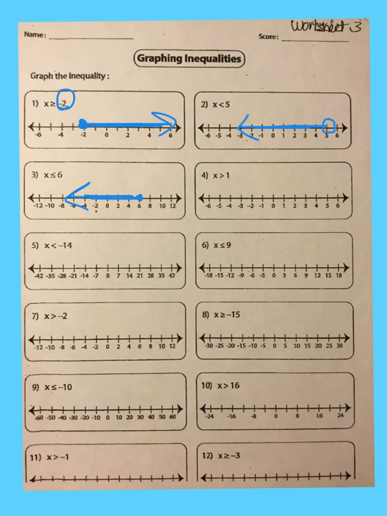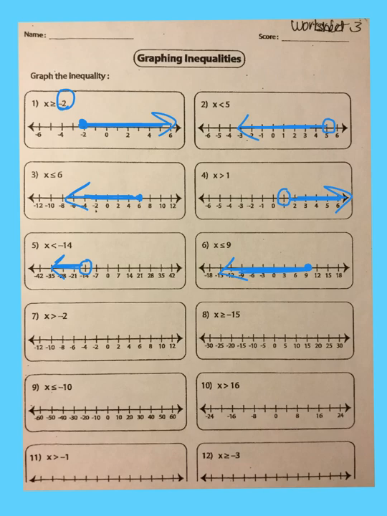X is greater than 1, so I have an open dot because there's no line underneath, and 2 is greater than 1, so I shade in that direction. X is less than negative 14, so I put an open dot on the negative 14. Negative 21 is less than, so I go ahead and I shade in that direction. X is less than or equal to 9, so this time 9 is included because of the line underneath. And 6 is less than 9, so I shade in this direction.